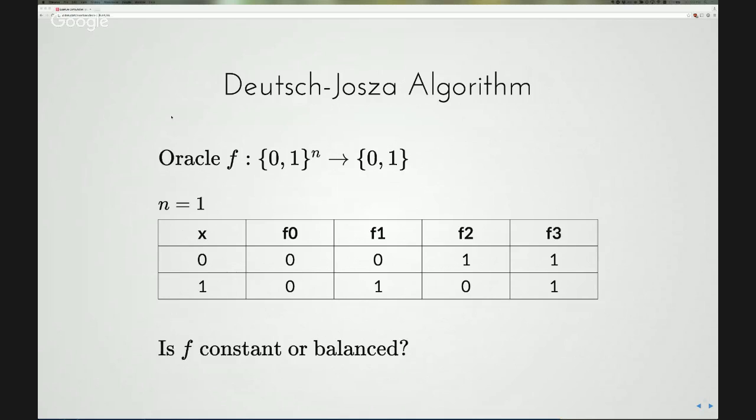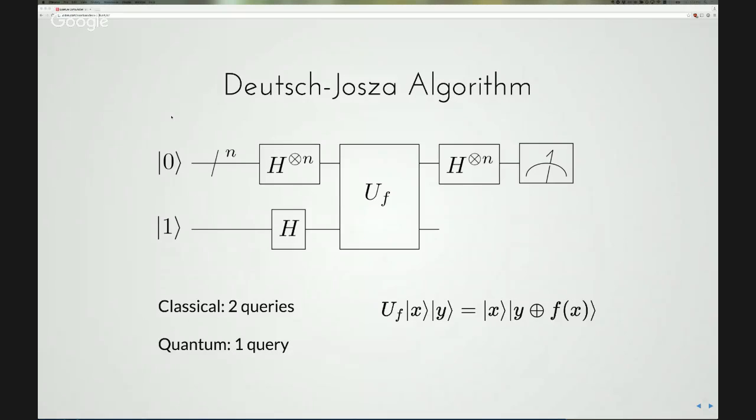If we have a classical computer, how many queries would you need to check if it is balanced or constant? Shout it out. 2. Yes, 2. Right, you check both, and you'll be able to match it immediately to the truth table here and tell whether it's constant or balanced. In fact, what I'm going to argue is that for a quantum computer, it only takes 1 query. That's a good improvement.